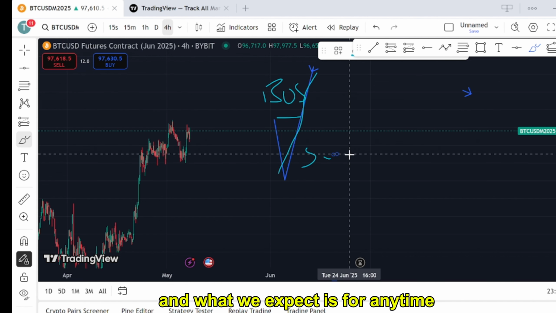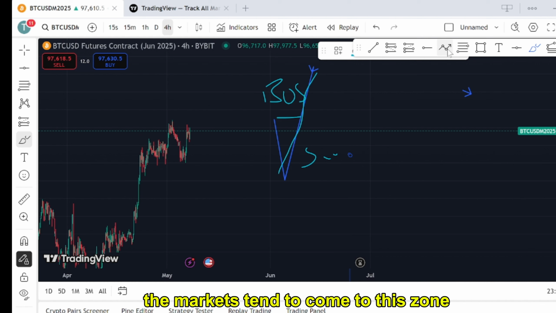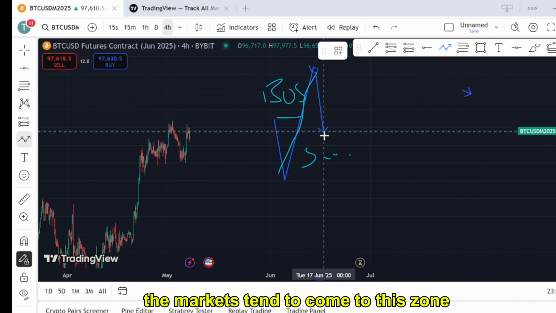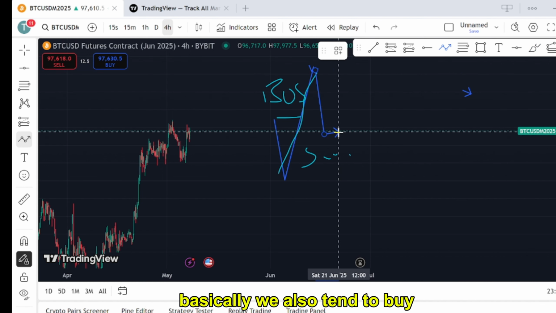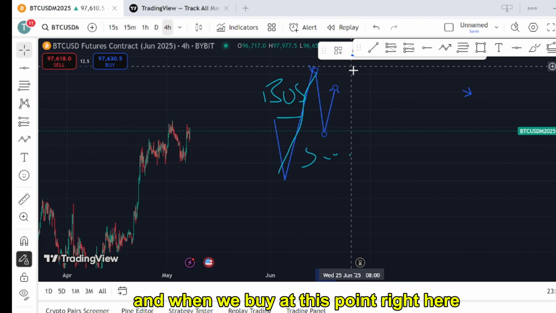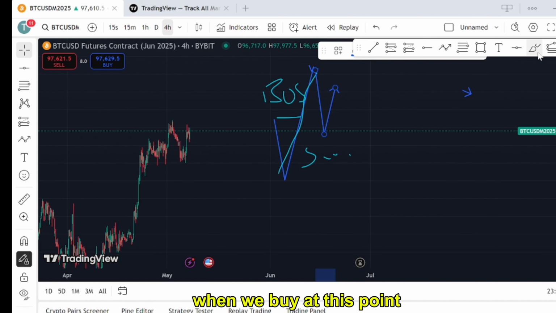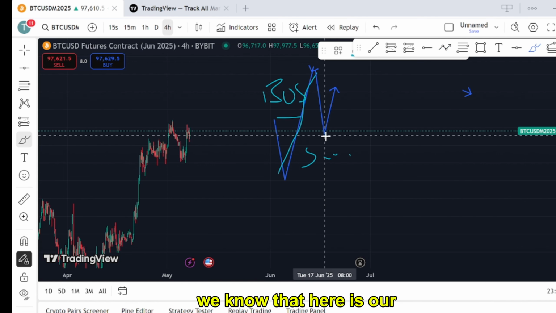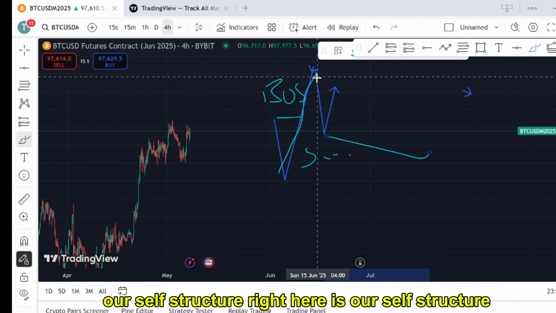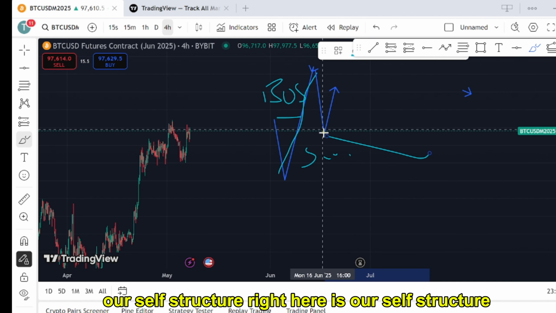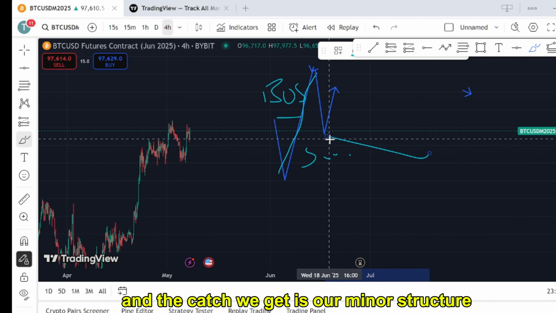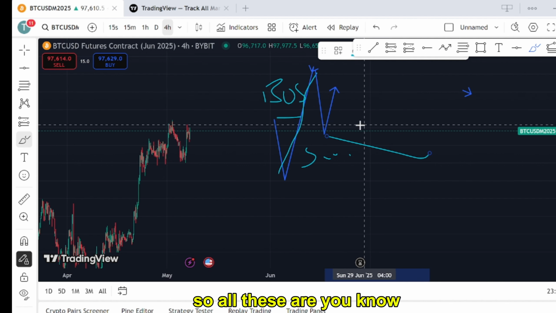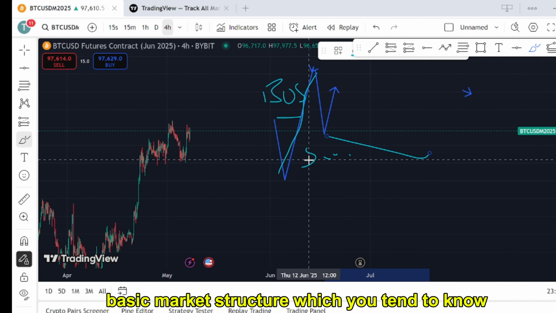And what we expect is that any time the market comes to this zone, we tend to buy. And when we buy at this point right here, we know that here is our substructure, and the catch we get is our minor structure. So all these are basic market structure which you tend to know.